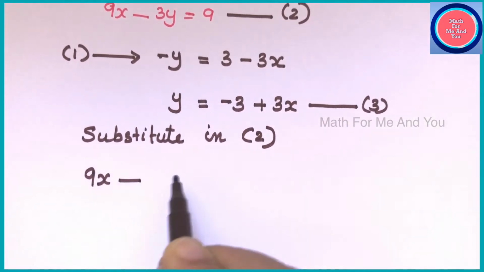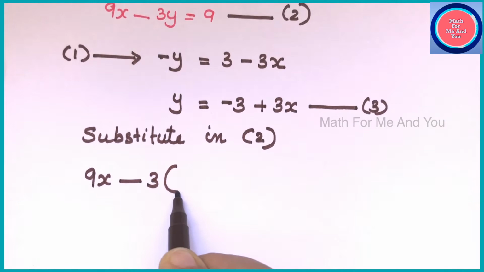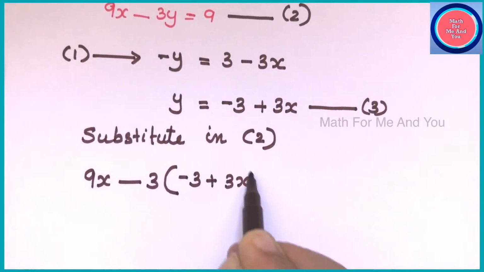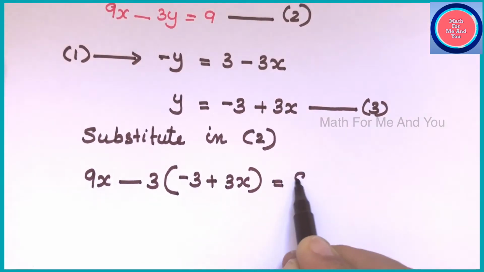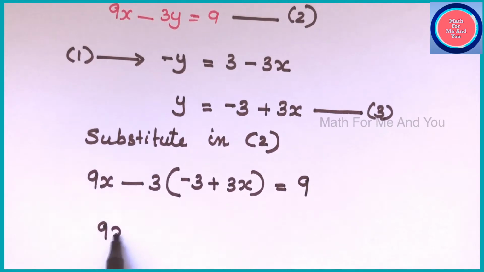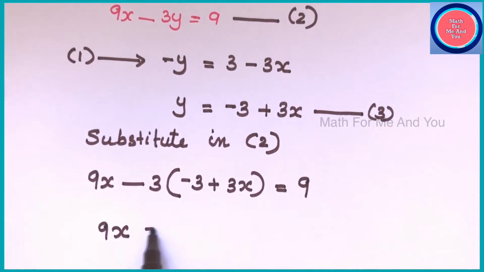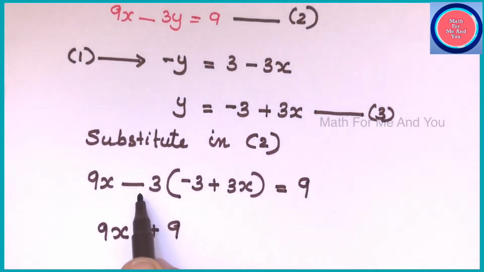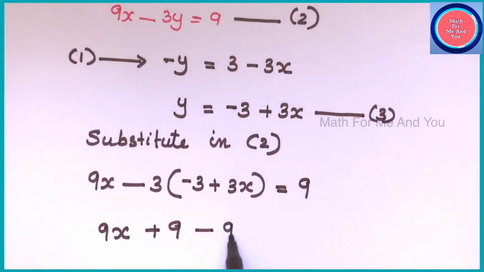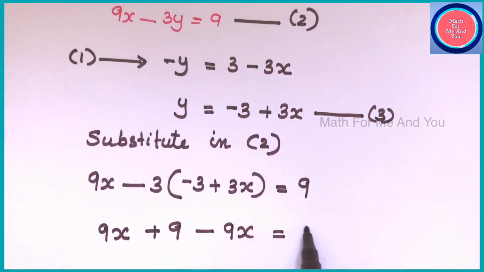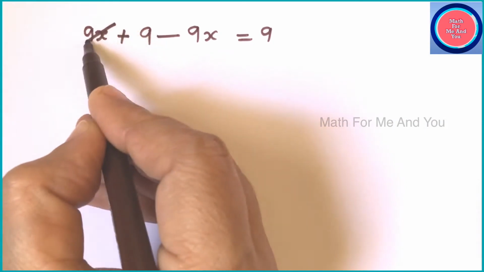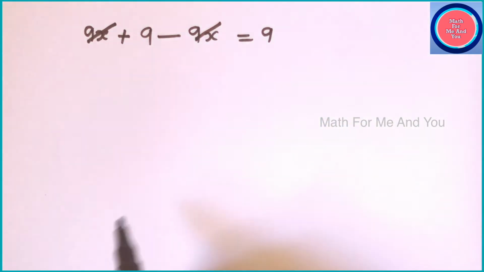9x, same we write, minus 3y. So in place of y, we put the value minus 3 plus 3x equals 9. Remove the bracket by multiplying with minus 3. 9x minus minus plus 9. Minus 3 times 3x, it is minus 9x equals 9. That means 9x and negative 9x we can see, they get cancelled.